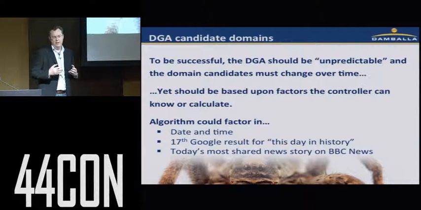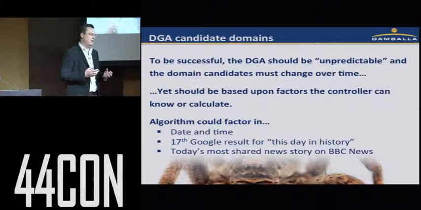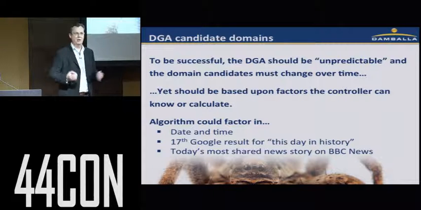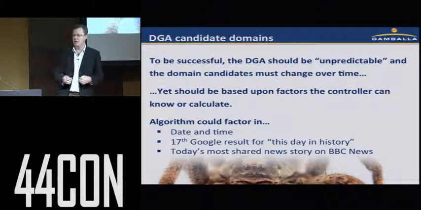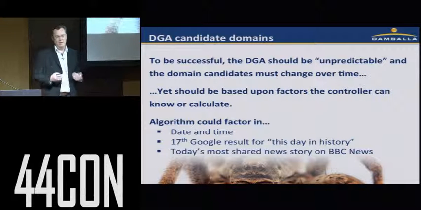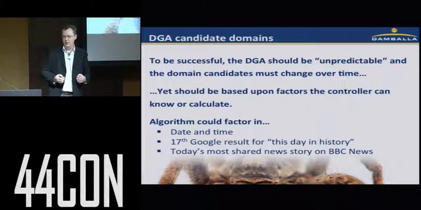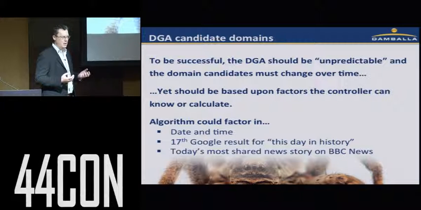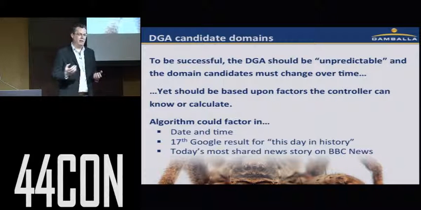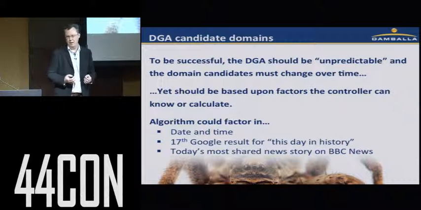So from a bad guy's perspective, what they really want is an algorithm or a system where these domain names are basically unpredictable. The more random they are, the better they are. However, as the bad guy, if I make them too random, then I can't guess where they are, and therefore I can't maintain control of the botnet that I've distributed. So there needs to be an element that can be factored and calculated by the bad guys.